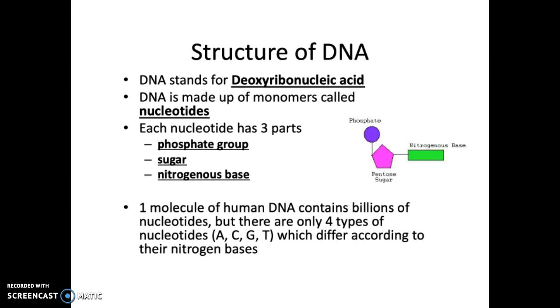So DNA is deoxyribonucleic acid. It's made up of monomers called nucleotides, and each nucleotide has 3 parts. It's got the phosphate group, the sugar, and the nitrogenous base. One molecule of human DNA contains billions of nucleotides, but we've only got 4 types of nucleotides, and all that changes is the nitrogen base. The phosphate and sugar are the same for everything. The nitrogen base is the only thing that changes, and those bases are A, C, G, and T.